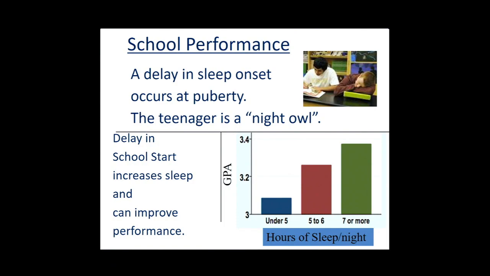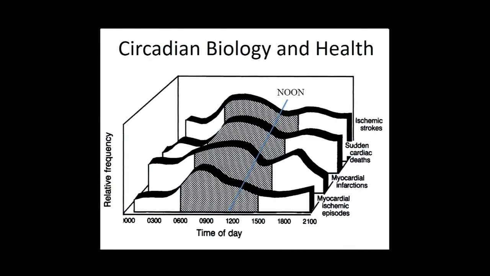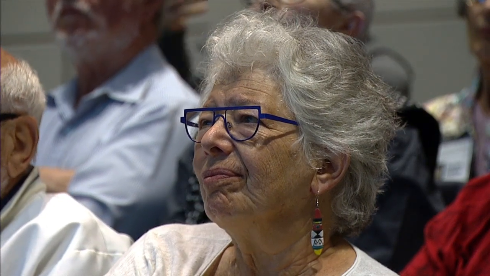That's pretty interesting. There is a biology in health, in that things like myocardial ischemic episodes, infarctions, sudden cardiac deaths, and ischemic strokes are more common before noon, during the time in which your sleep has been satiated and you have an increase in your vigilance level. And there's also a rise in myocardial infarctions in the mid-afternoon as well, when that circadian rhythm starts to rise.